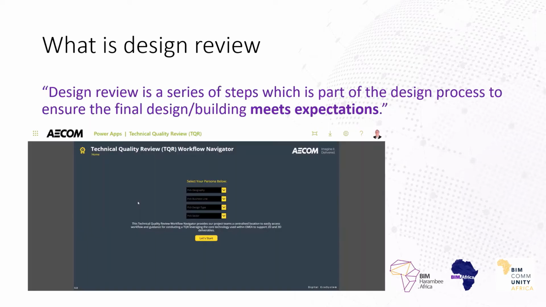So what is design review? Well, design review is a series of steps which is part of the design process to ensure that the final design or building meets expectations. That could be expectations of other people within your own team. That could be expectations of other consultants, of contractors, of our clients.